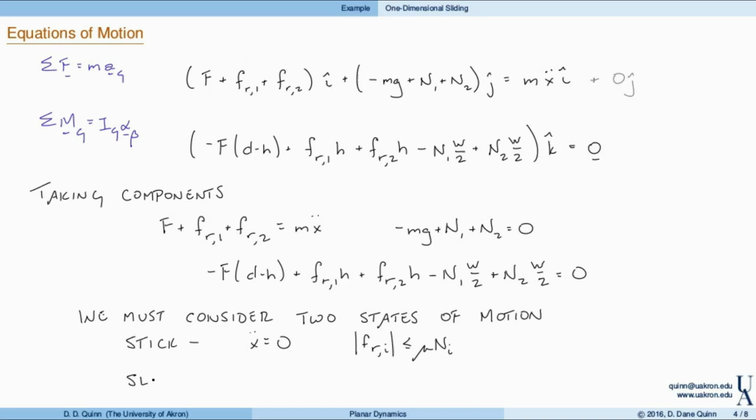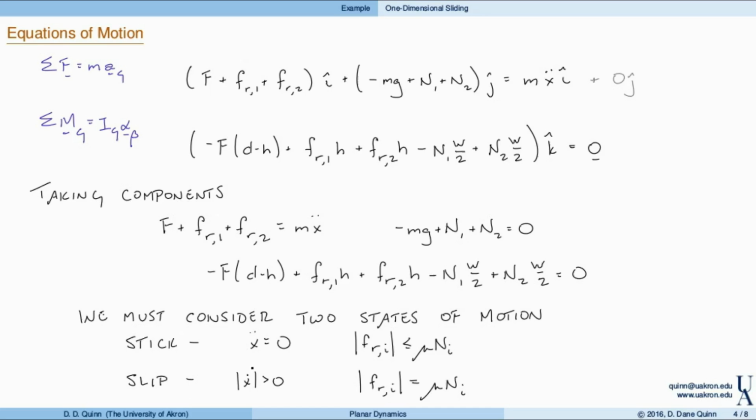Or we have slip. So when the block slips, the magnitude of x dot is greater than 0. So we don't know the kinematics, but we do know the forces. In particular, the magnitude of each friction force is equal to mu times N. So these two cases are different. In stick, we know the kinematics, right? So we know x double dot, but we don't know the forces. They have to be less than mu N, granted, but we don't know what they are. We have to solve for those.